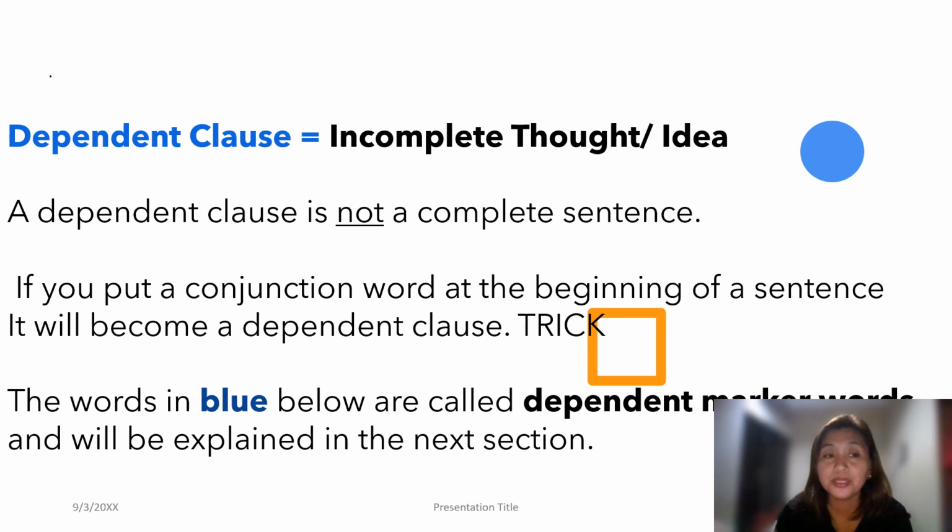Now let's move on to the dependent clause. What is a dependent clause? A dependent clause means the idea or the thought is incomplete. So a dependent clause is not a complete sentence, even though it has a subject and a predicate. Why? Because it doesn't have a complete thought or idea. Now, I give you one trick. If you put a conjunction word at the beginning of a sentence, it will become a dependent clause. The words in blue below are called dependent marker words and will be explained in the next section.